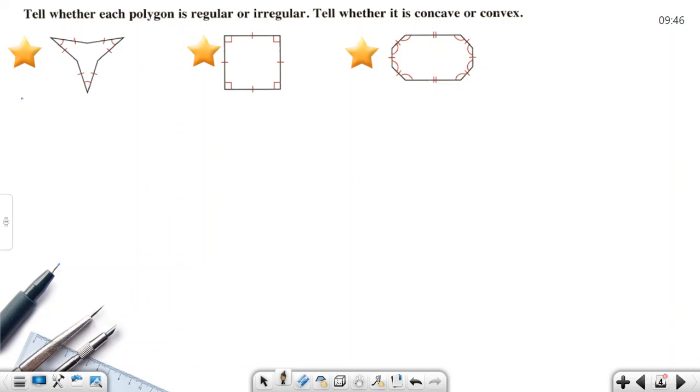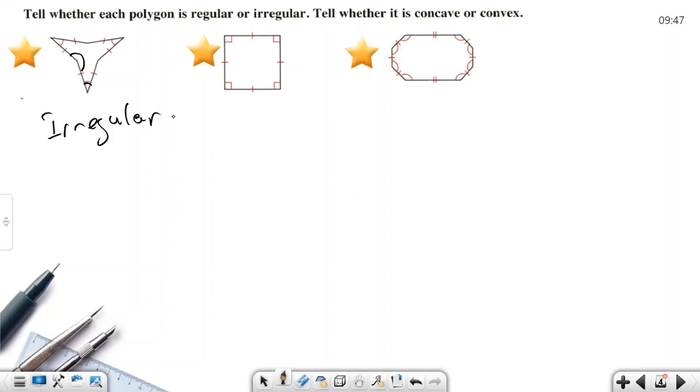Okay, let's continue. Polygon, regular, irregular. Tell whether concave or convex. You have to remember regular polygons: all sides are congruent, all angles are congruent. This is the first. But when we talk about concave or convex, let me show you from this example. It's irregular. Why? This angle is much larger than that one, so it's irregular. If one of the interior angles is greater than 180, as you see that's greater than 180, we call it concave.